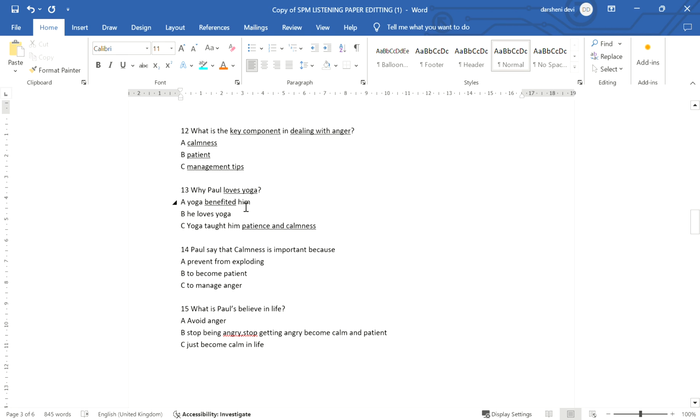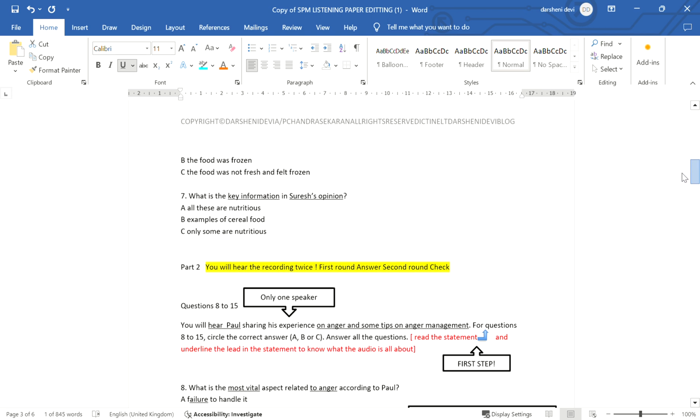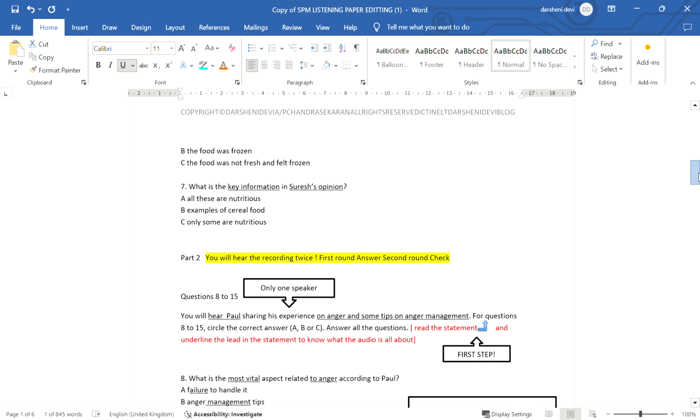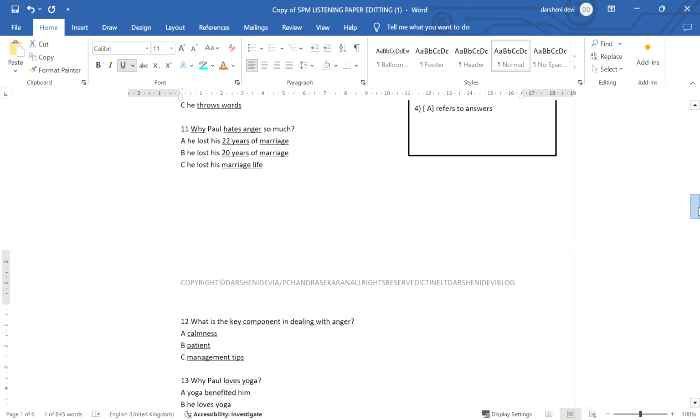So while you're listening to the audio, you try to use these keywords. You hear the word loves yoga, then keep on listening. Maybe it benefited him, or patience and calmness, and taught him. Okay, taught him. So these are the keywords. Because keywords, as I mentioned earlier, are words that will help you to find the answer. You will hear them in the audio as well. Okay, so that is keywords.